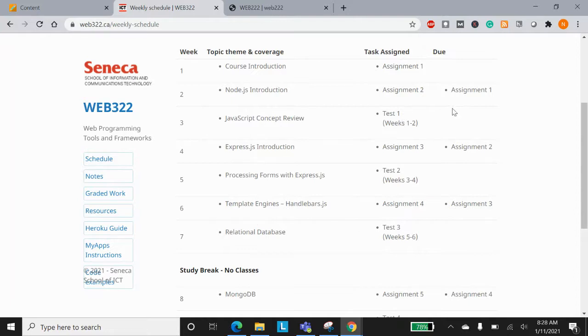So then assignment 3 will be published and assignment 2 will be due. The first assignment is due next week. Otherwise you will have 1 week in between, so there will be 2 weeks in between assignment submissions.